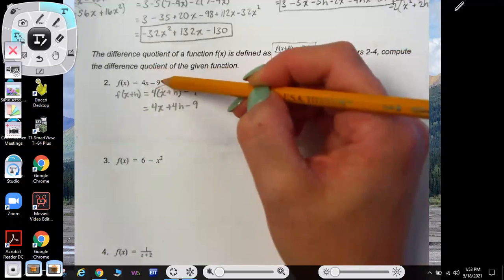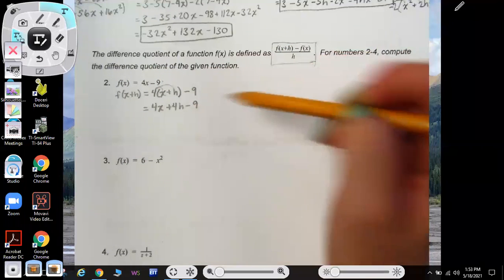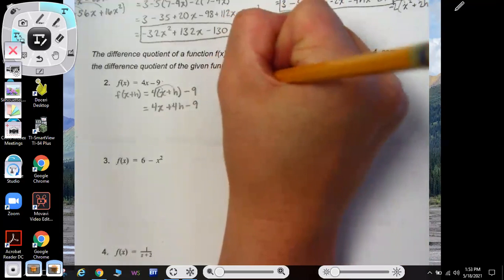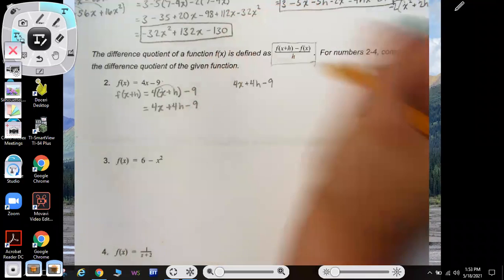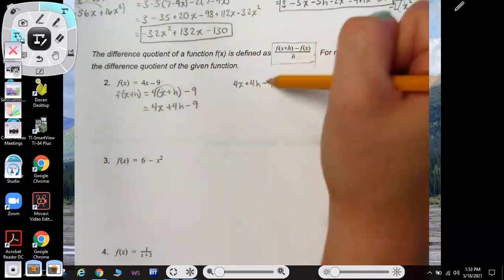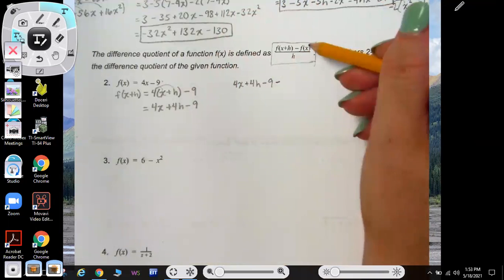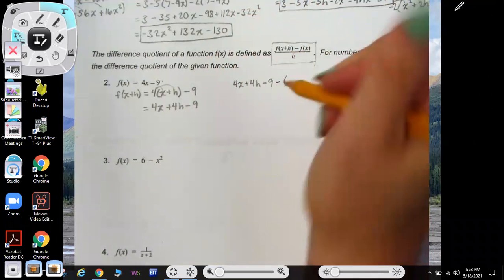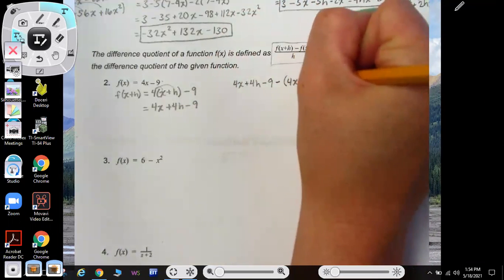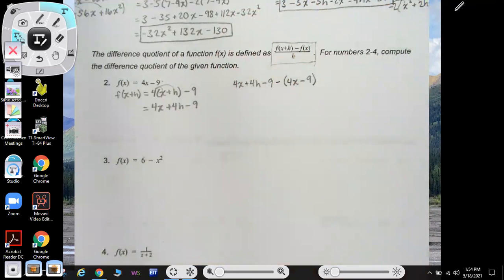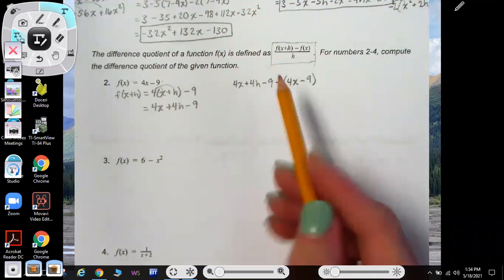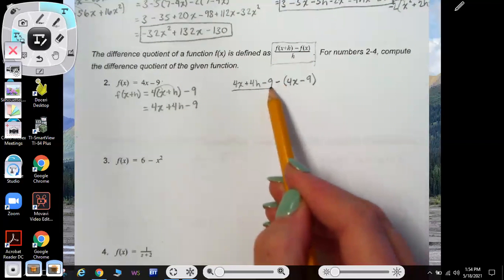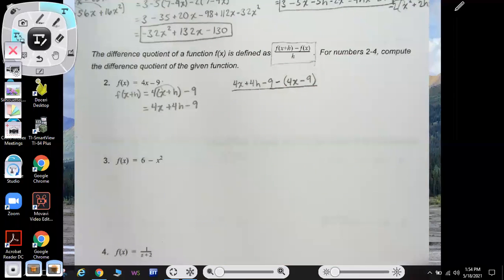So now we have f of x and we have f of x plus h. We can plug those into this formula. So f of x plus h, we just found that. It's 4x plus 4h minus 9. Then we're subtracting f of x. Be careful here. We're subtracting the entire function, so we need to use parentheses. f of x is just 4x minus 9. So this part is our f of x plus h. Then we've got minus f of x over h.